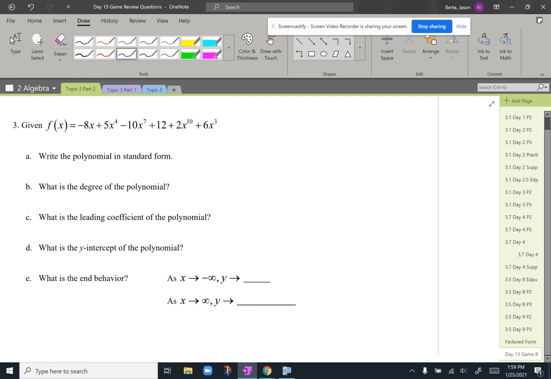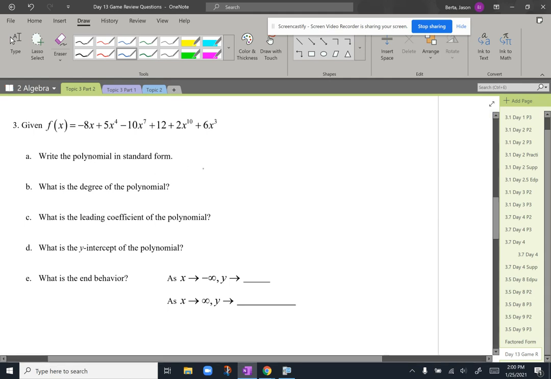Okay, I'm given a polynomial here. It's not written in standard form because it doesn't go from left to right from the highest exponent to the lowest. So in order to write it in standard form, that's what I need to do. So I'm going to go ahead and write f of x equals, look for the highest exponent.